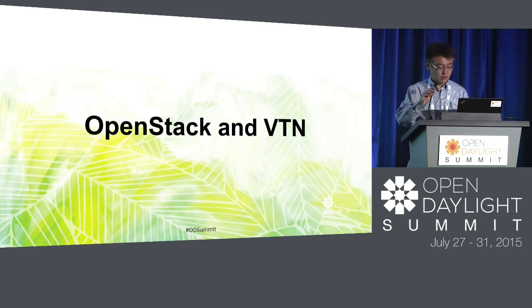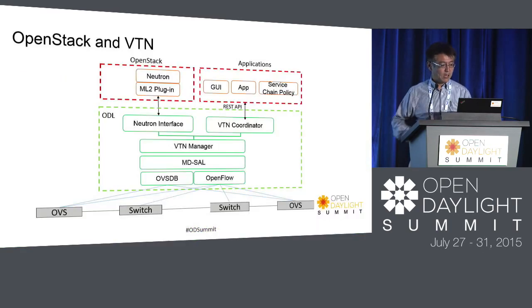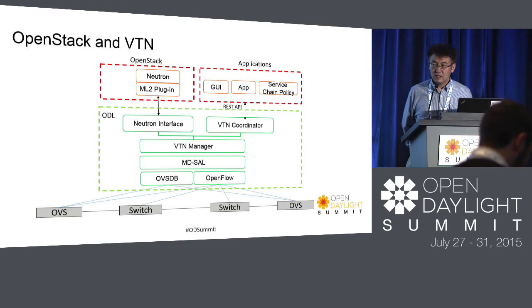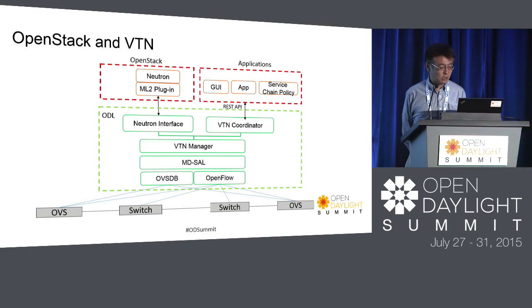Then let me tell you how the integration with OpenStack is done here. This picture shows the OpenStack and OpenDaylight architectures. And you can see the OpenStack side. We have a Neutron and ML2 plugins, which is connected to the Neutron interface in the OpenDaylight controller. So this is an already existing component in OpenDaylight. Then we added the VTN manager to talk with the Neutron interface. Then also the VTN manager works with the VTN coordinator, which will be connected to the application through the REST APIs. The application can be the graphical user interface or service chain policies.